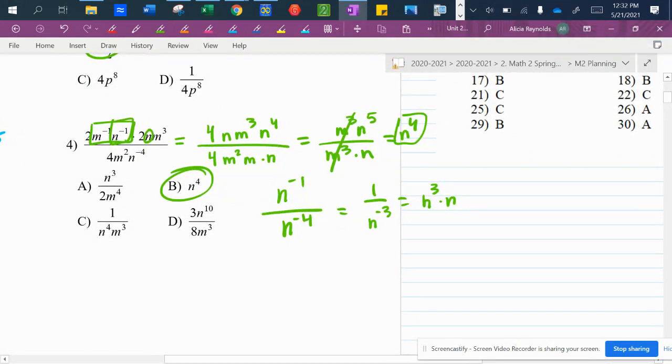Number 4, let's erase this so we can see. 2 times 2 is 4. My n and m cubed are going to stay. N to the 4th from the bottom that was negative is going to move to the top. M squared, the m to the 1st and n to the 1st that were negative on top go to the bottom and become positive. So I get m cubed over m cubed. 4 over 4 is 1. M cubed over itself is also 1. N to the 5th over n. When we subtract, we get n to the 4th. The answer is B.